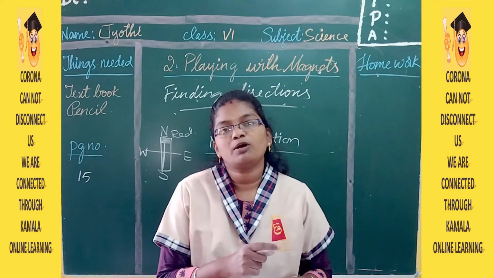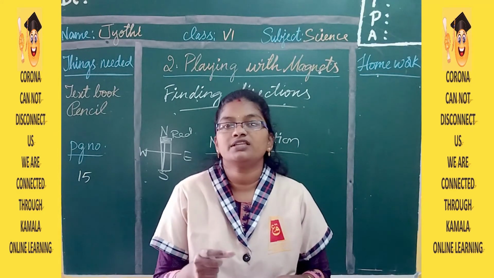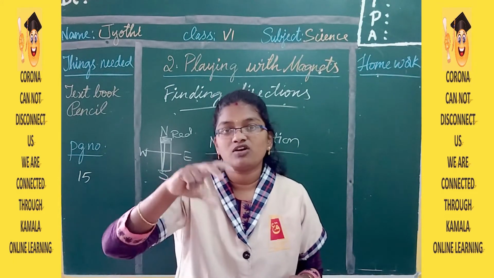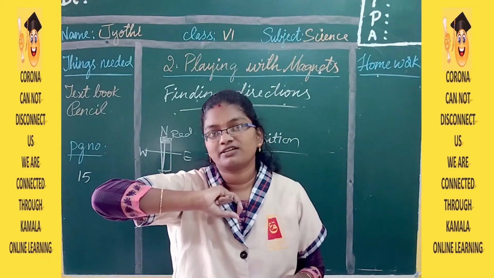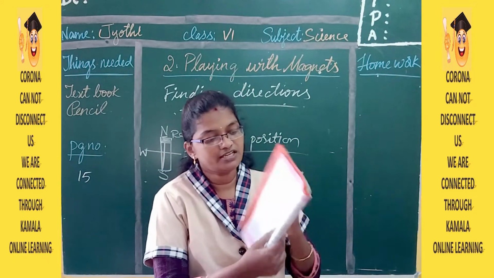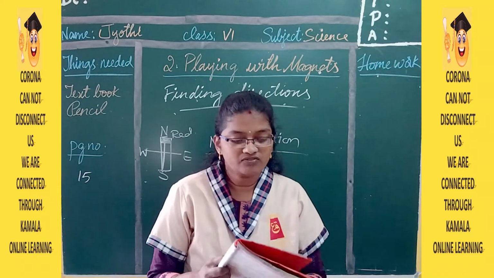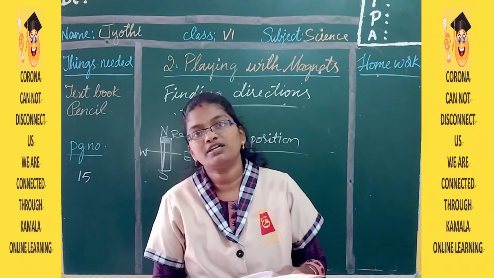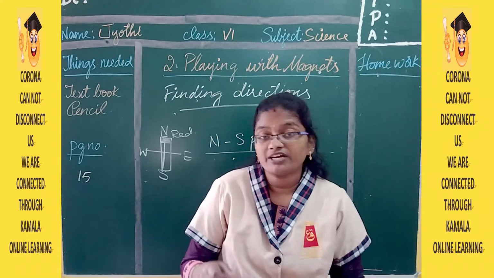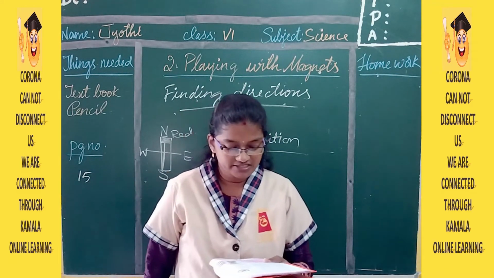This directional property we use mostly in the compass. Compass is not that which you draw circles with in mathematics. It is here in the picture, figure 5. Basically we use this compass to find out the directions. Where it is used, that we will see later.